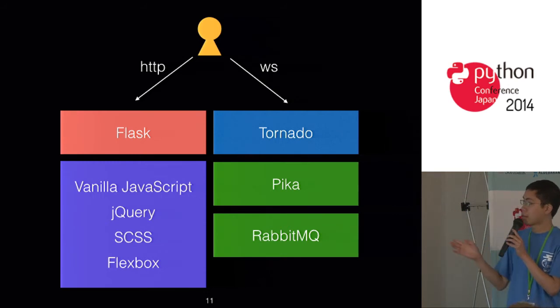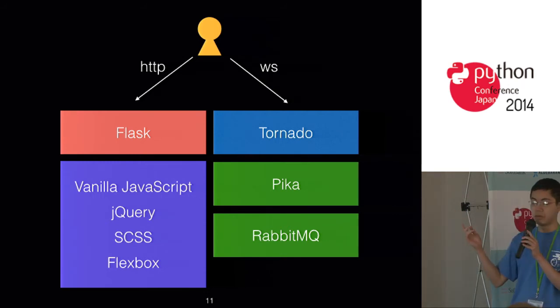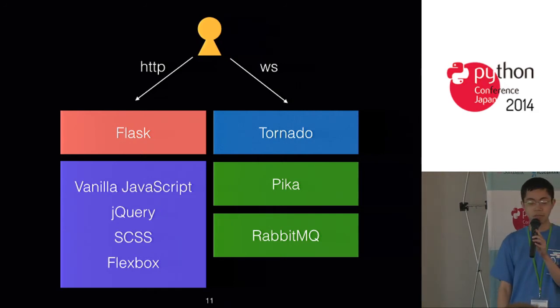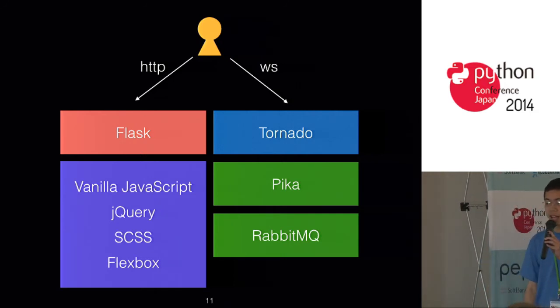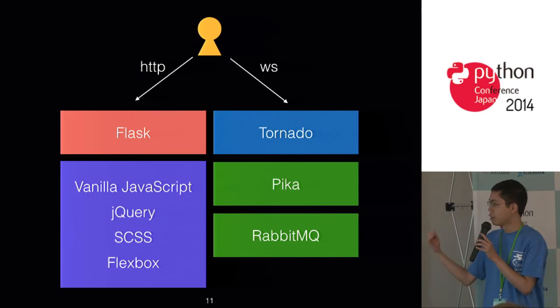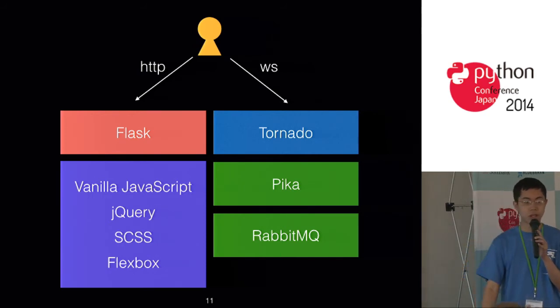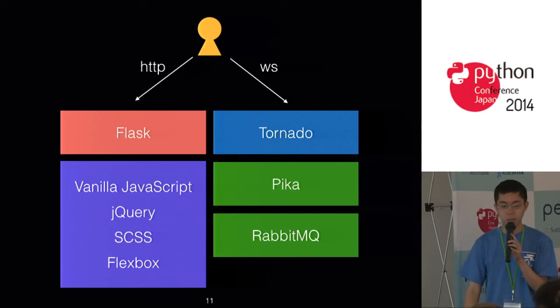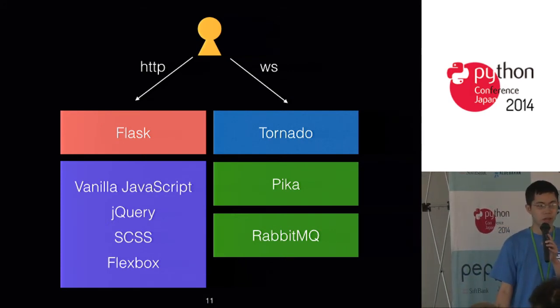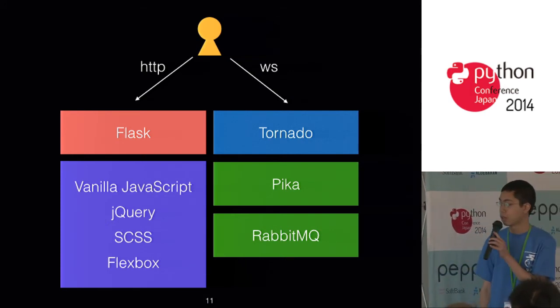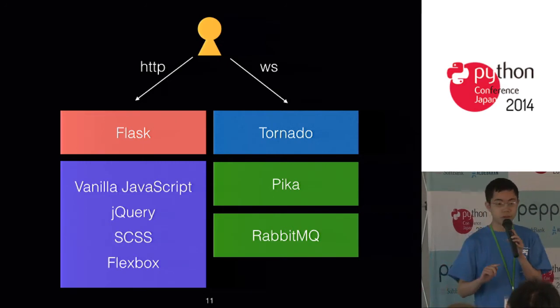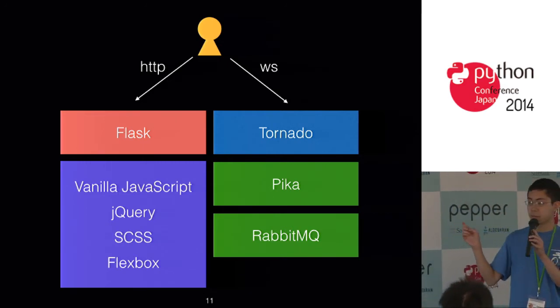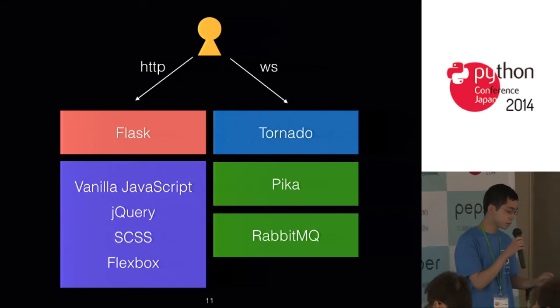On the WebSocket side, I use the Tornado framework. That's what I use almost every day after working hours. Pika, which is the AMQP library, and RabbitMQ, which provides the Advanced Message Queuing Protocol, and I will tell you the benefit of using that later in this talk.